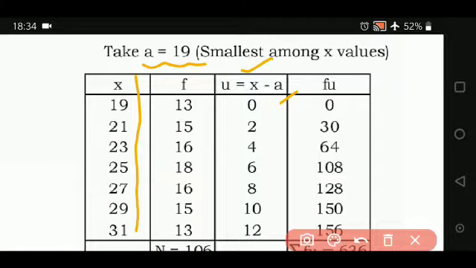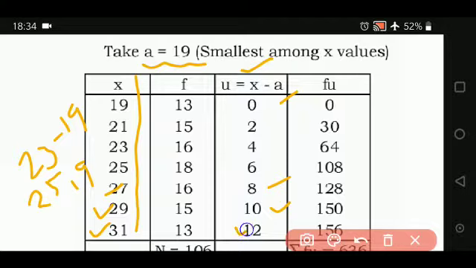So 19 minus 19 is going to be 0. Then 21 minus 19 is going to be 2. 23 minus 19 is going to be 4. Then 25 minus 19 is going to be 6. 27 minus 19 is going to be 8. 29 minus 19 is going to be 10. And 31 minus 19 is going to be 12. This is your U value.